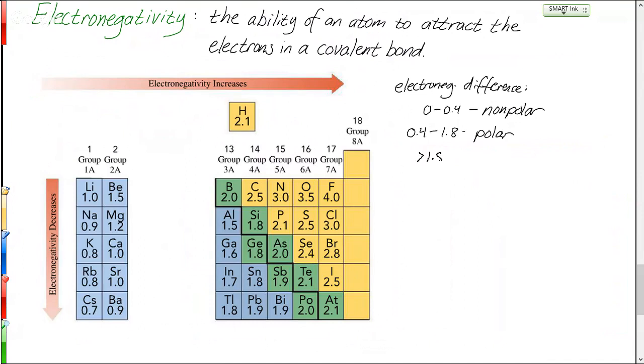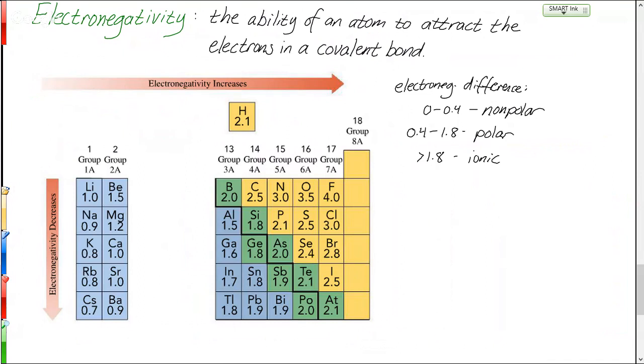And if the difference is greater than 1.8, that becomes what we call ionic. In that case, the electrons are pulled so much that they separate and end up on another atom. We have an ionic compound. Now those numbers are just rough guidelines, not strict differences. We have to do some testing if we really want to know if something is ionic or not.